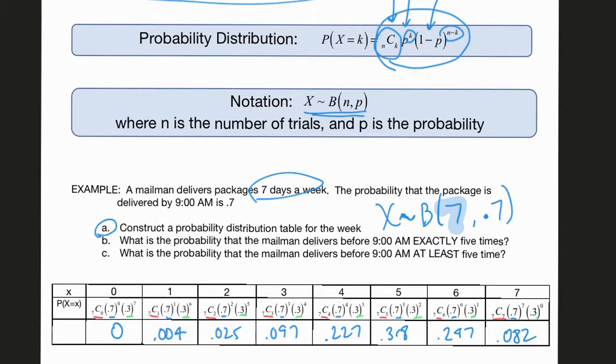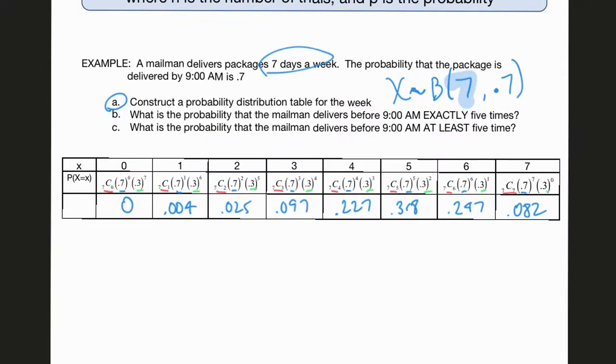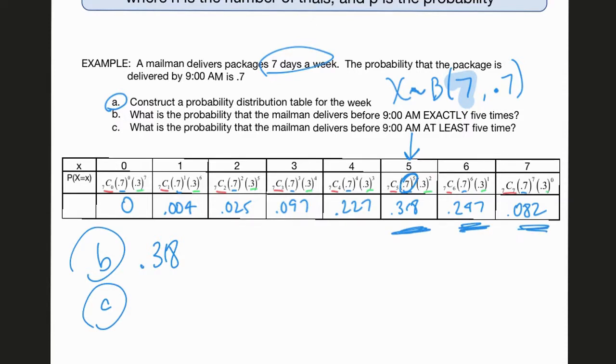I should now be able to answer these questions. What is the probability that the mailman delivers before 9 a.m. exactly 5 times? On time, exactly 5 times. I believe that happens right here. If you look right here, this is on time 5 times, so that answers 0.318. And then for part C, delivers before 9 a.m. at least 5 times. That happens here and here and here, right? This is 5 times, this is 6 times, this is 7 times. If you add those 3 decimals up, we should get 0.647.